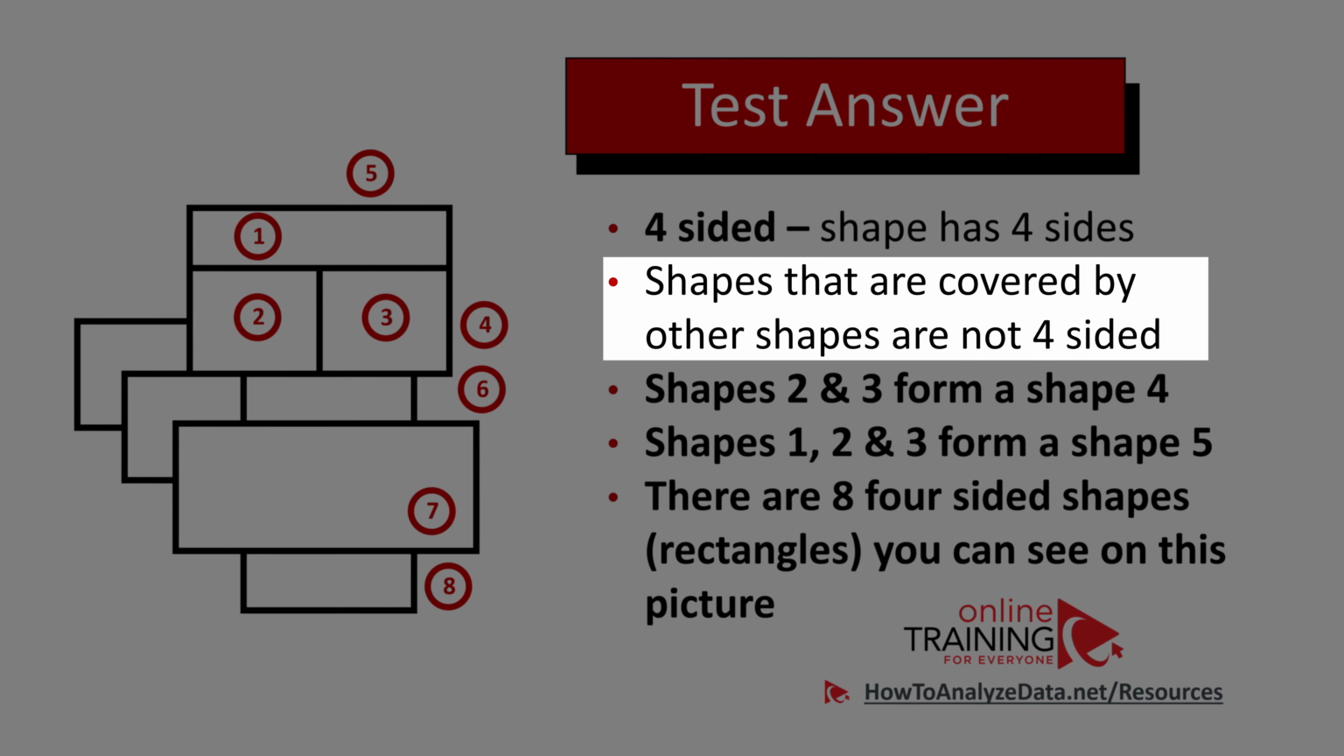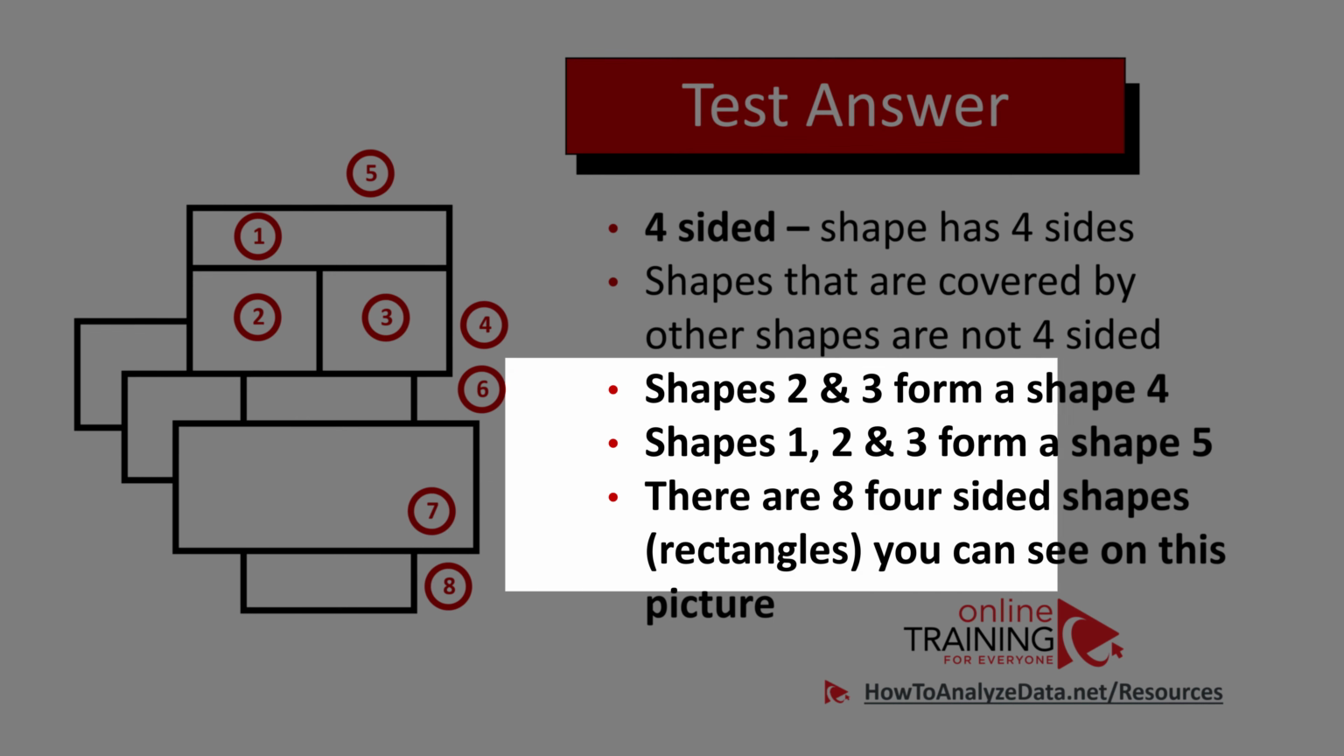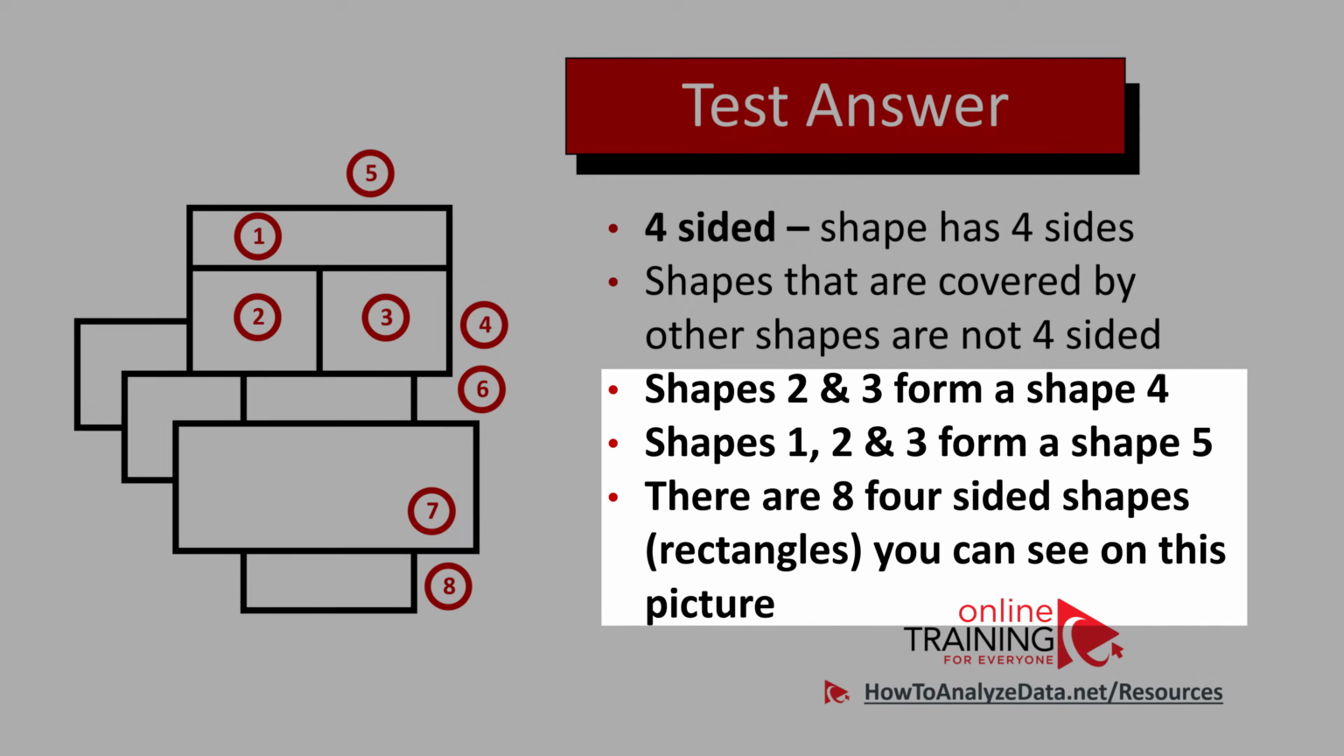Shapes that are covered by other shapes are not 4-sided. For example, we have something that mimics a square here, but because it's covered by another square, it is not 4-sided. Actually, it has 5 sides. The key to answering this question is to make sure that you didn't miss any shapes. In fact, it's so easy to miss because some shapes are inside of the other.